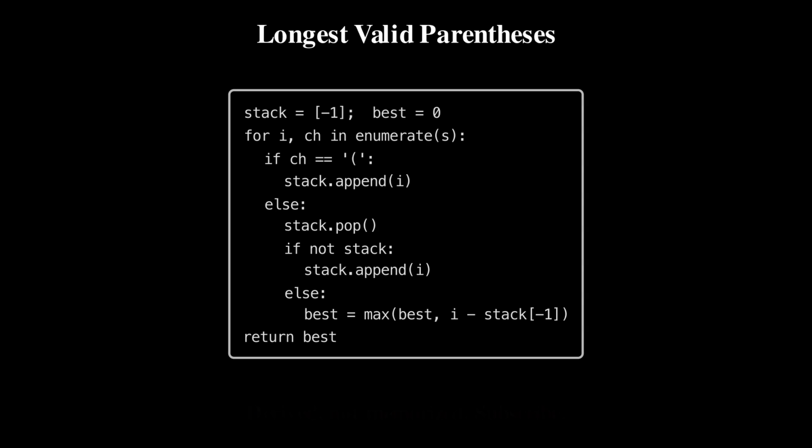To recap, start by pushing a wall, -1. Walk the string. On an open, push its index. On a close, pop. If the stack goes empty, this close is a new wall, so push it. Otherwise, you just closed a stretch, and its length is your current position minus the new top. Keep the best you see. One pass, a little work at each step. The whole solution falls out of one idea. Let the stack remember where the last unmatched bracket sat.